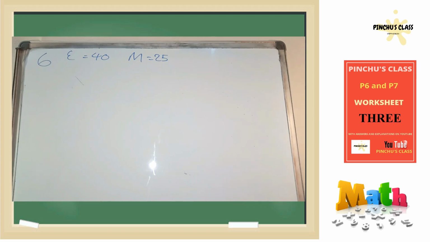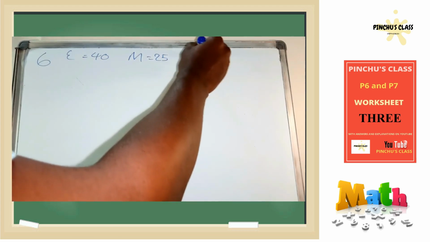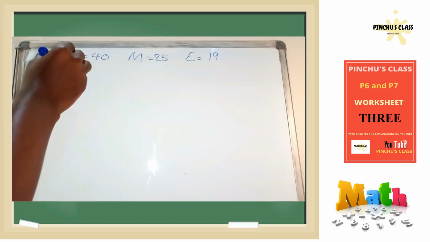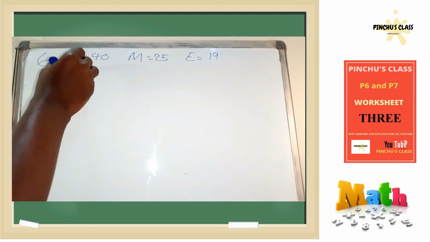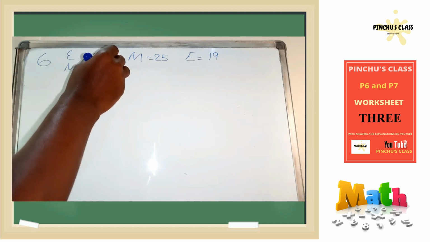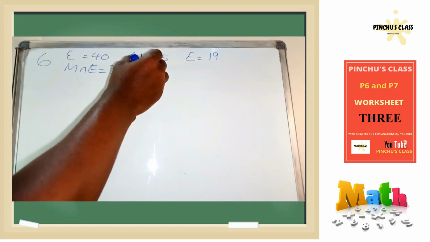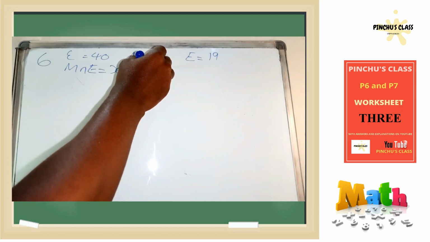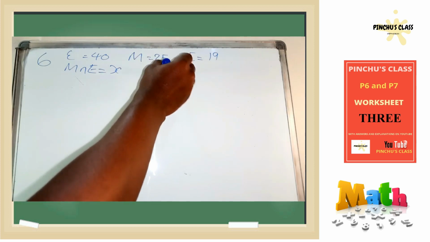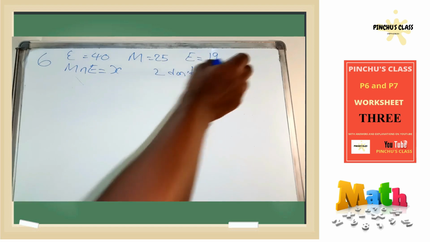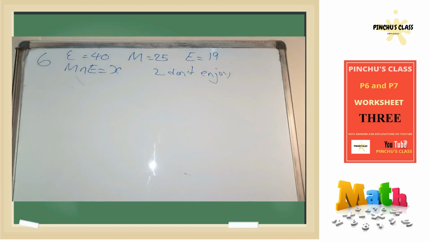Then 19 enjoy English. English is 19. And then X enjoy both. You can say M intersection E is X. And then 2 do not enjoy any of the 2 subjects. So 2 don't enjoy.